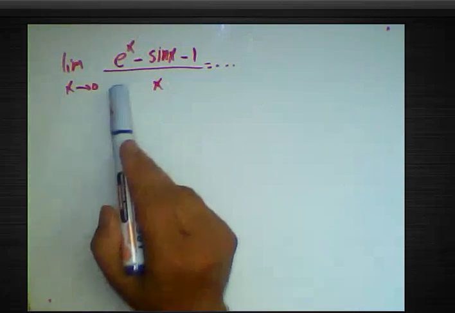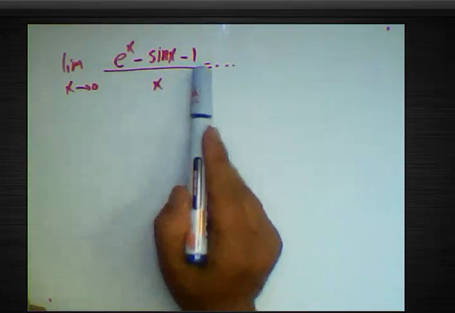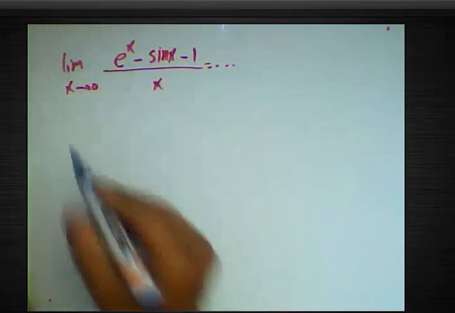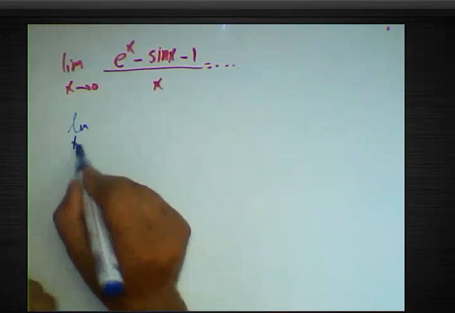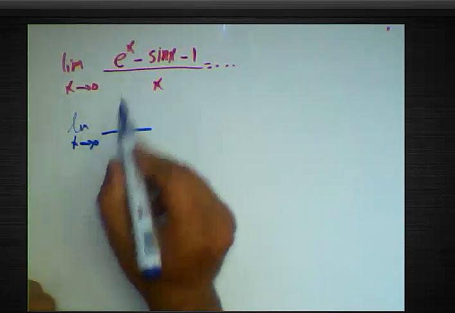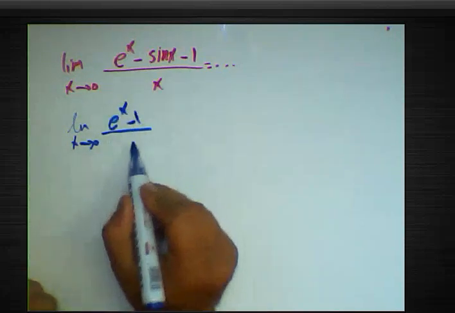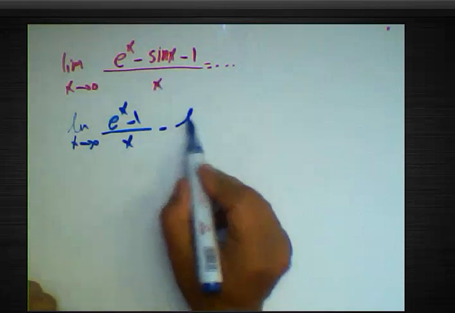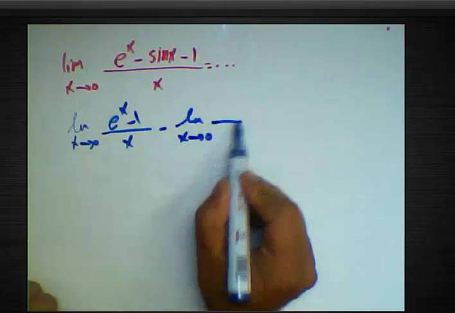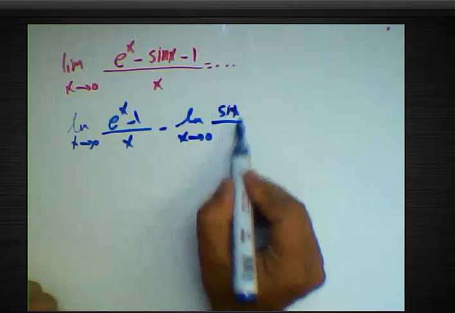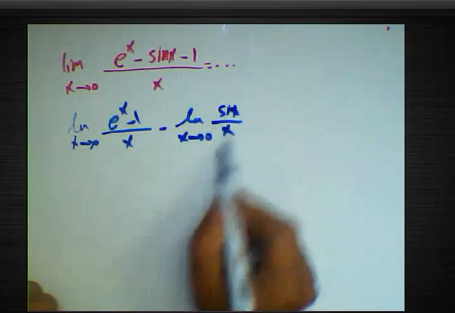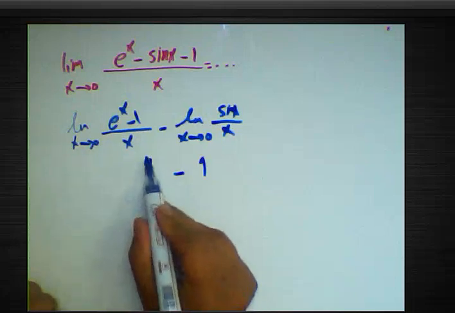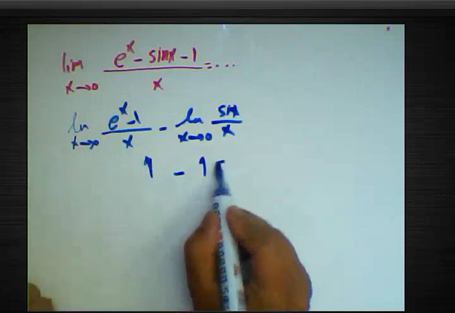Okay, the limit of (e to the power x minus sin x minus 1) over x. We can split it into two terms: the limit as x approaches 0 of (e to the power x minus 1) over x, minus the limit as x approaches 0 of sin x over x. We know the result of this function is 1, and the result of this function is 1. We solved this example in the last question. 1 minus 1 equals 0.